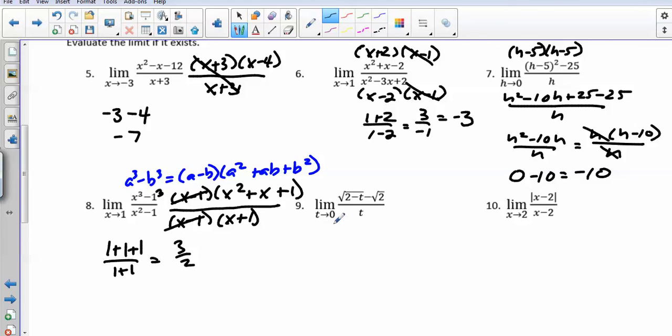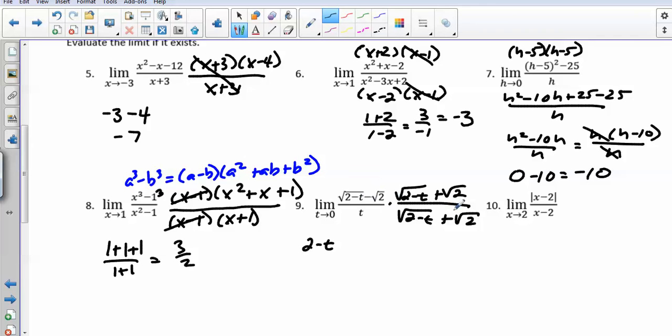Alright, and then the next one, number 9, this is where we need to multiply by the conjugate. So the conjugate of a minus b is a plus b. So we're going to multiply times square root 2 minus t plus square root of 2. And the same thing in the denominator. The reason we multiply by the conjugate is because that way the middle terms will cancel out, giving us something nice and simple. So on the top, square root of 2 minus t times square root 2 minus t is just 2 minus t. And then your middle terms both cancel out, giving you nothing there.